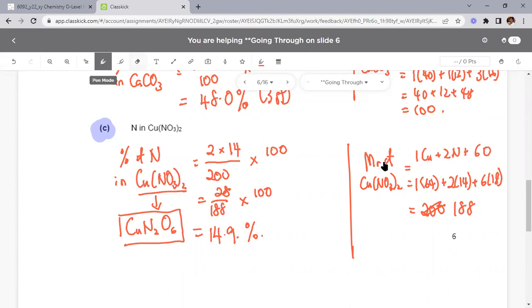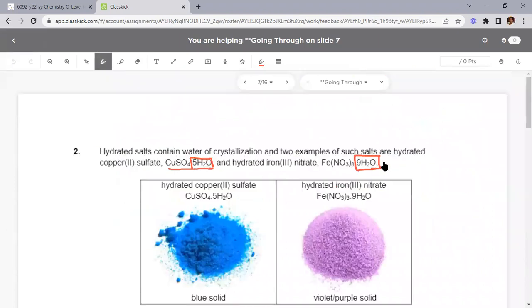Oh yes, okay, so I know where the mistake is already. The relative mass of oxygen is 16, not 18. My bad. So take note, correction: the mass of oxygen is 16. The mass here is 188. You key in 188 here, you get 14.9 over here. Okay, so let's go back to slide 7.